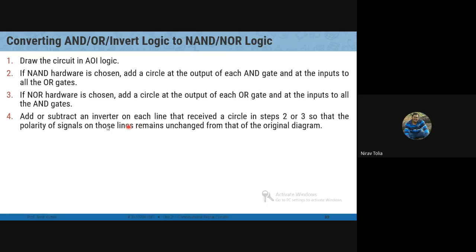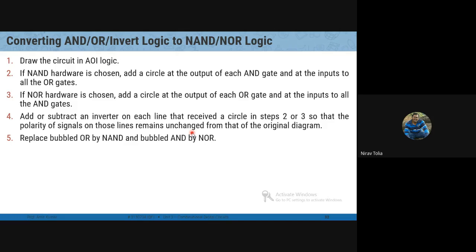Okay, so we have to add or subtract an inverter on the lines which received the circle in steps 2 and 3, so that the polarity of the signal on those lines remains unchanged. Why are we adding or subtracting an inverter? If we do not, then the function will be changed. So to keep the function as it is, we have to add or subtract an inverter.